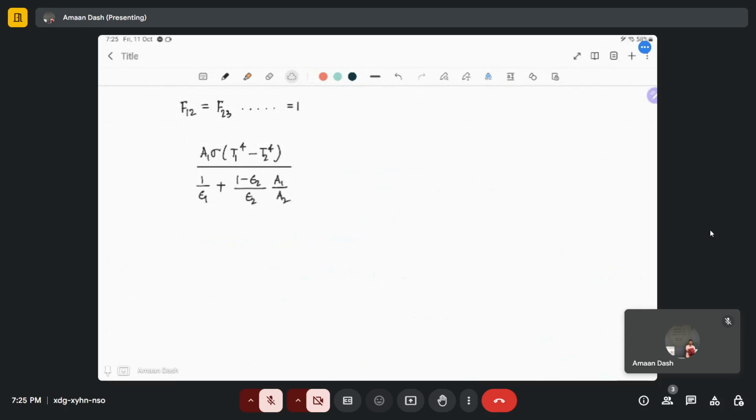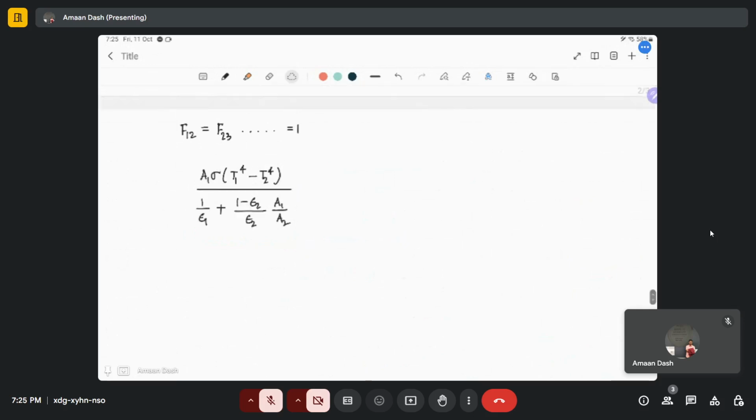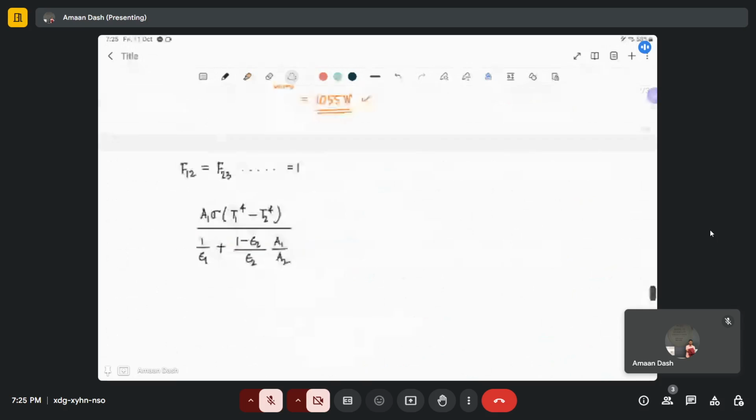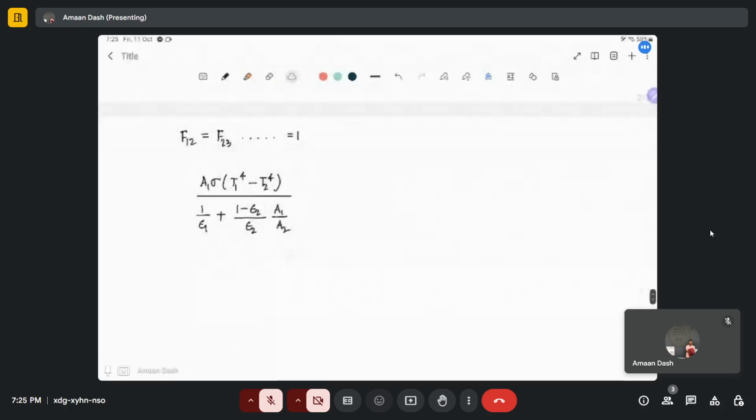And the view factor terms are also 1 because they are all flat surfaces. So, okay, let me write. All the view factor terms, that is F1 to 2, then we have F2 to 3, all the view factor terms that we will be having, they're all equal and will be equal to 1.